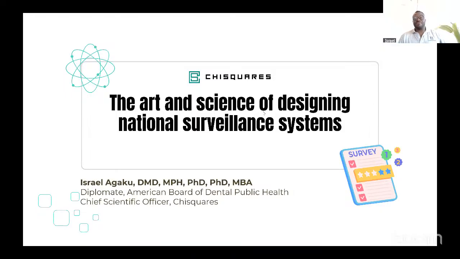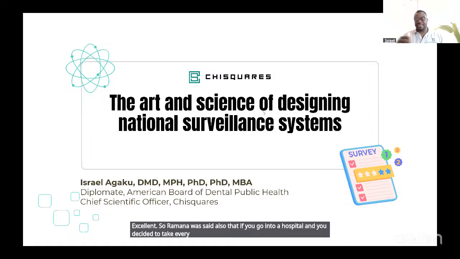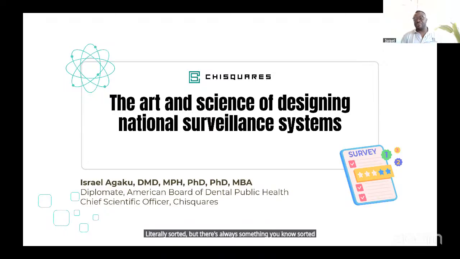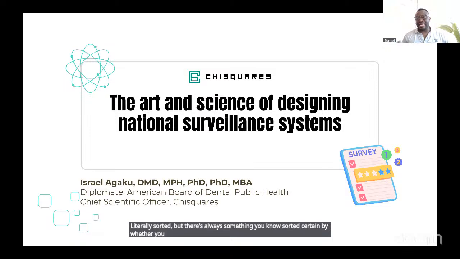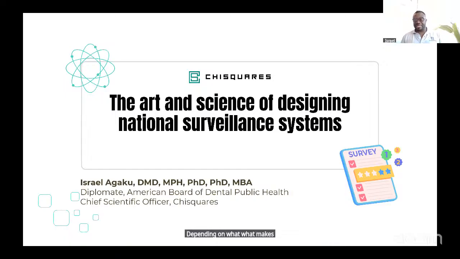Excellent. So remember we said also that if you go into a hospital and decide to take every fifth bed, like every fifth patient, you are implicitly sorting on the arrangement of patients, even though you have not literally sorted. There's always something you're sorting by, whether you acknowledge that or not. So that's the key there. And remember, we also said that systematic sampling can be random or non-random, depending on what makes it either random or non-random.